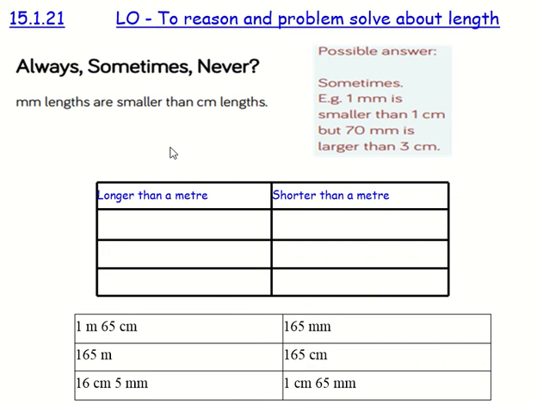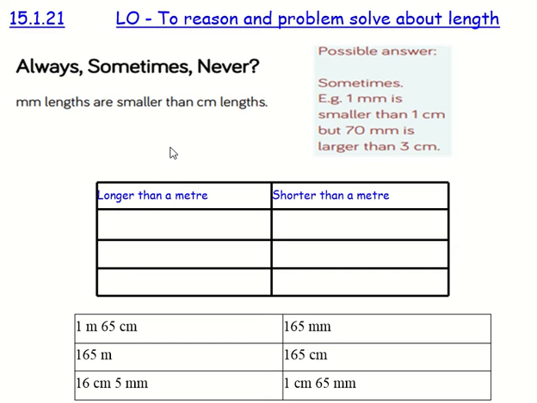Okay, so this is lesson 5. This is to reason and problem solve about length. So you're going to be thinking about if you measure things, whether they're bigger than a metre. Think about that metre stick again that your teacher, that me or Mrs. Tomlinson will have at the front of the class. So things that you're measuring, if you're in class or at home, whether they're smaller than a metre or bigger than a metre. So that's going to be your follow-up learning.